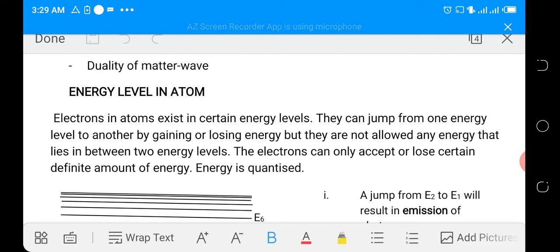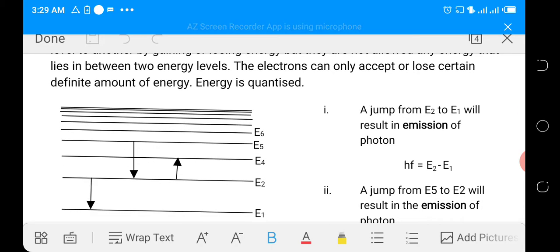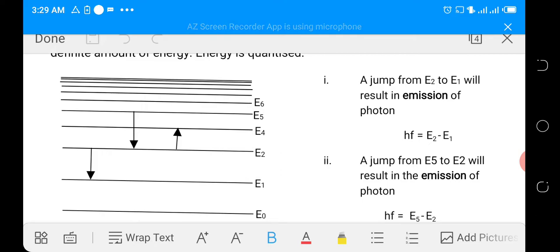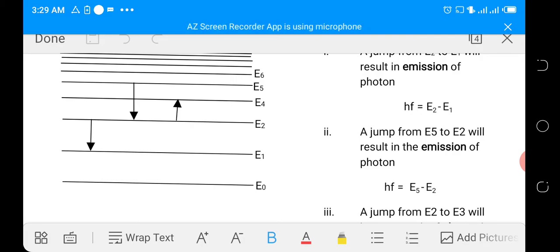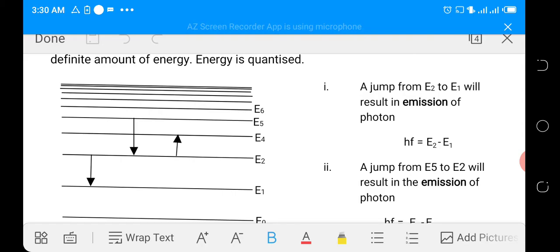So we say the energy is quantized, as shown in the diagram. The lines represent different energy levels the electrons can occupy from E0 to E6. E0 means the lowest energy level the electron can occupy, followed by E1, E2, E3, and so on and so forth. So the electron can jump from one energy level to another one. For example, a jump from E2 to E1, that is from a higher energy level to a lower energy level, results in an emission of energy in form of photon radiation.